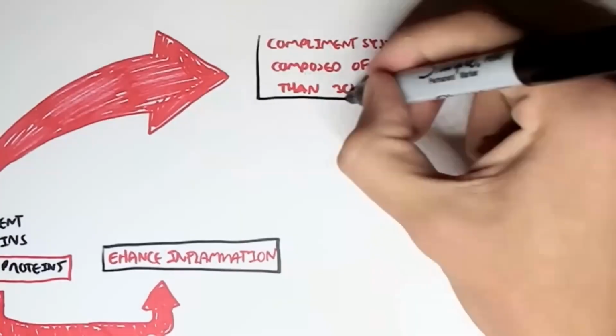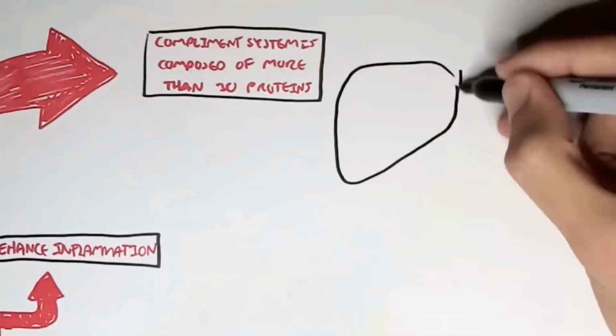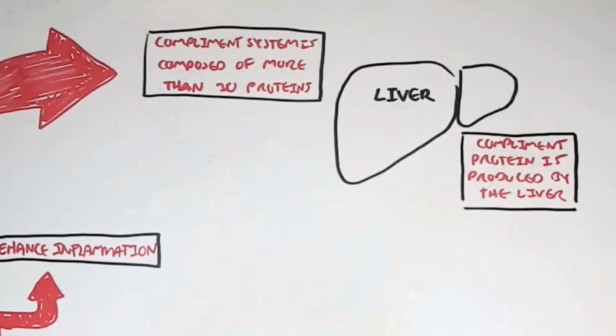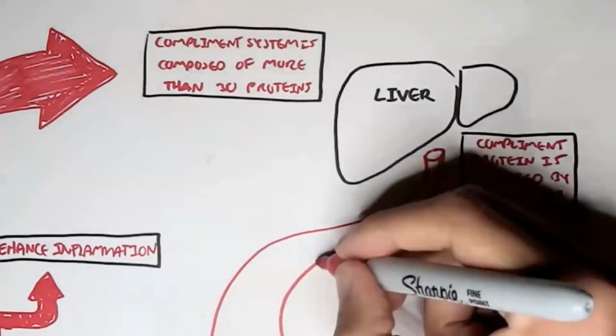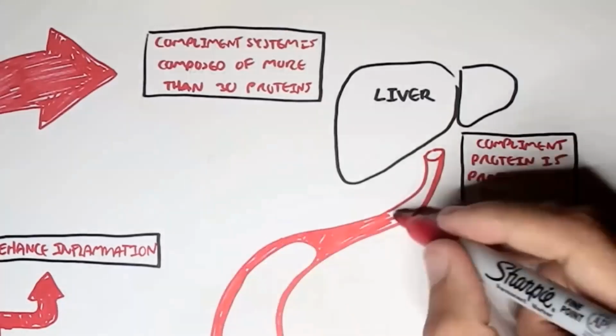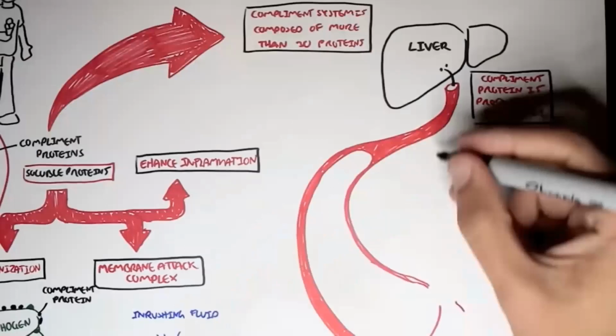The complement system is composed of more than 30 types of proteins. Now, the complement proteins are produced by the liver, and the complement proteins will then travel through the bloodstream. Now, these complement proteins circulate in an inactive form, and so they don't attack the body.